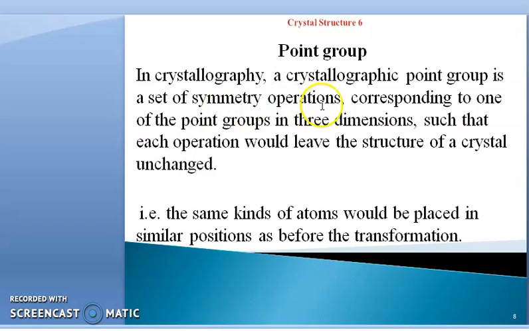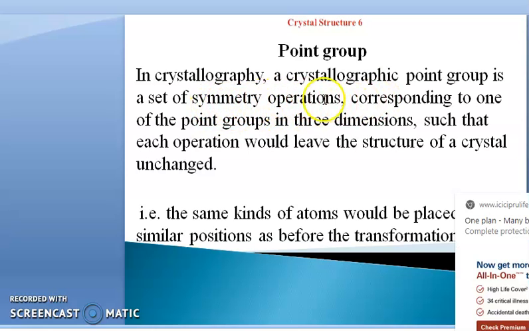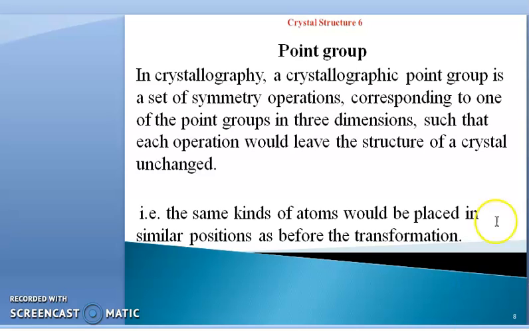Such a set of symmetry operations is called a point group. That is, the same kinds of atoms should be placed in similar positions as before the transformation. The position of the crystal before transformation and after transformation is the same, or we say similar.